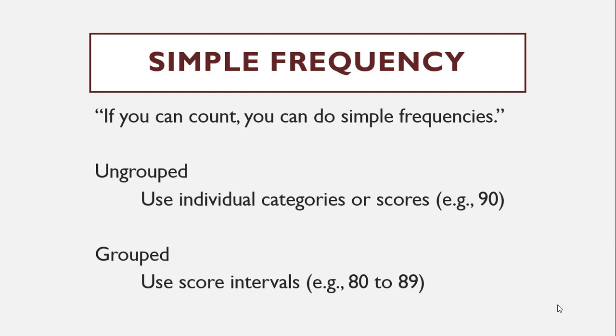So, for example, if we were doing basically the same thing with test scores, I could ask you what your individual score is, like the 90, that would be ungrouped. Or I could ask you, did you get an A, B, or a C? Well, now what I've done by creating those larger groupings, those larger categories, is I'm creating a grouped frequency as opposed to an ungrouped frequency, where A would encompass the intervals from 90 to 100 typically, and then 80 to 89, as we see here.